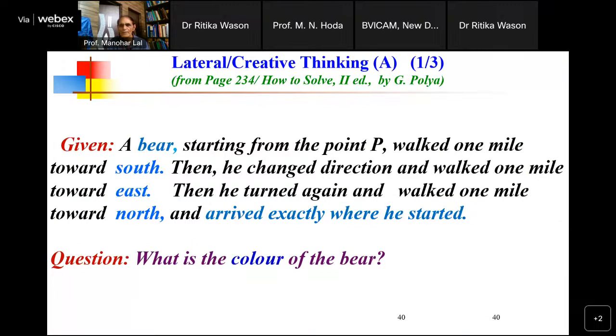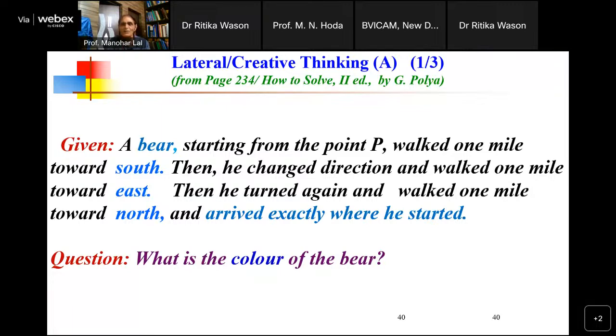This is a problem, please read it. A bear, starting from point P, walked 1 mile towards south. Then he changed direction and walked 1 mile east. Then he turned again and walked 1 mile north and arrived exactly where he started. Question, what is the color of the bear?